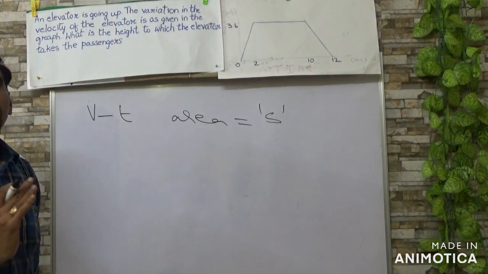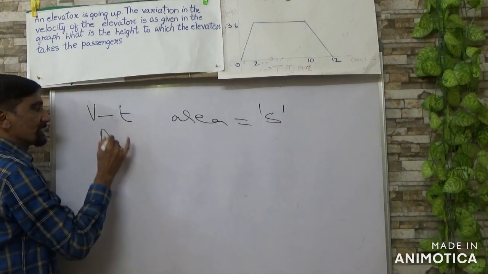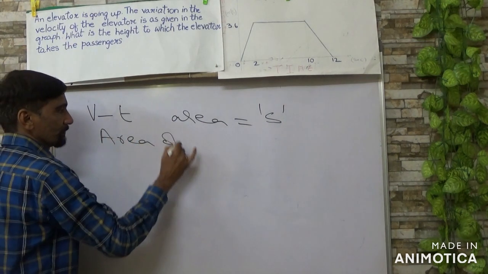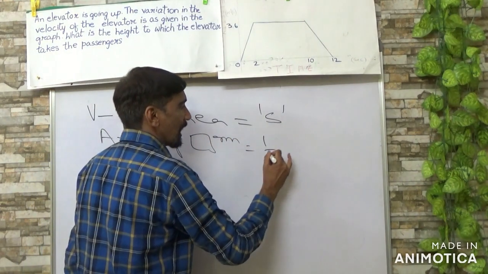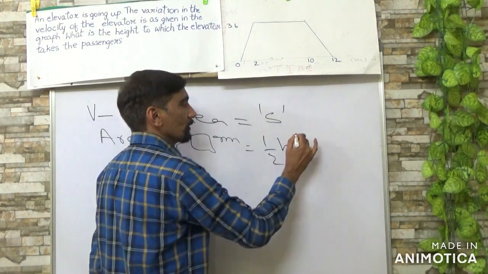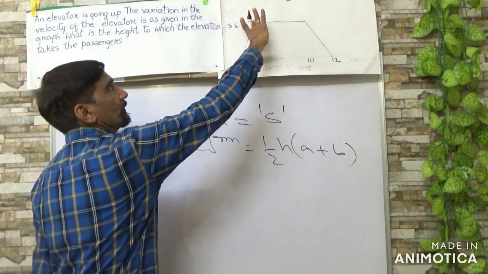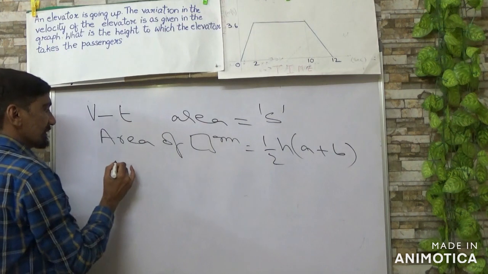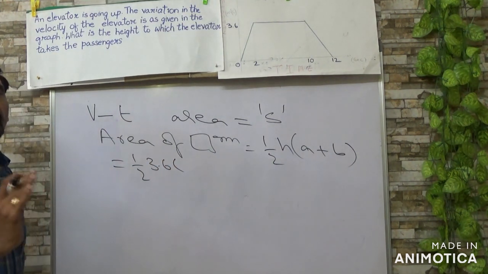So it is in the form of a trapezium now. So you know the area of a trapezium is half h into (a plus b), height 3.6, right, into a and b.